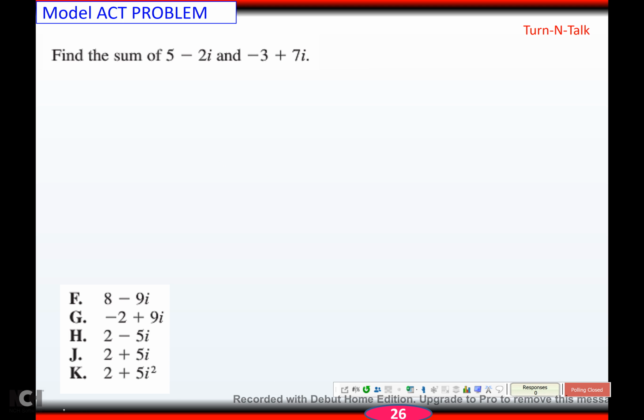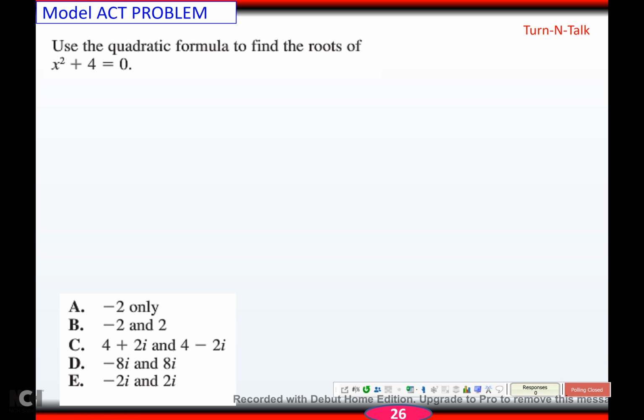Okay? Try this one, hit pause, come back when you're ready. And hopefully you got J. They want the sum of these two complex numbers, so combine like terms. 5 plus negative 3 is 2. Negative 2i plus 7i is positive 5i. Try this one, hit pause, come back when you're ready. And hopefully you got E.